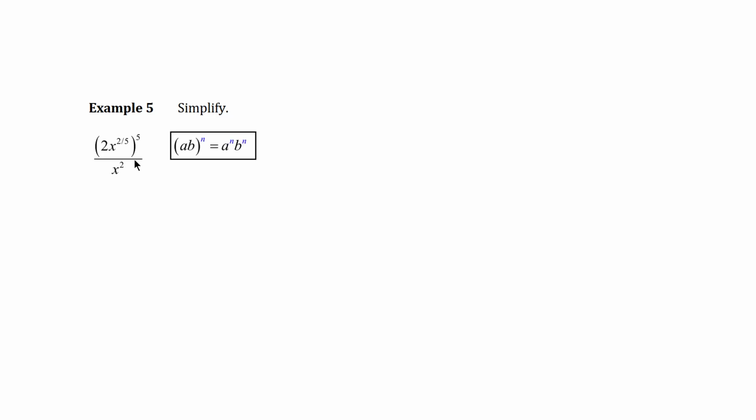To simplify this, we first distribute the exponent of 5 to all the terms inside of the parentheses. So we get 2 to the 5th power, x to the 10 over 5 power, divided by x squared. Next, we simplify the numerator. 2 to the 5th power is 32, x to the 10 over 5 power is x squared. So I have 32x squared divided by x squared. Next, we cancel out the x squareds. Our final answer is 32.